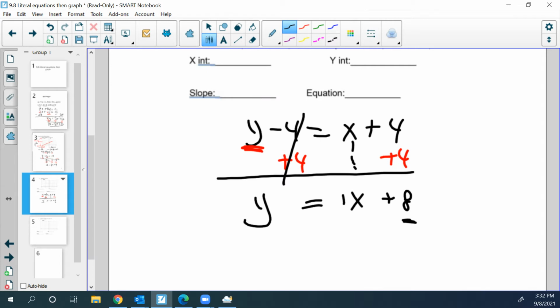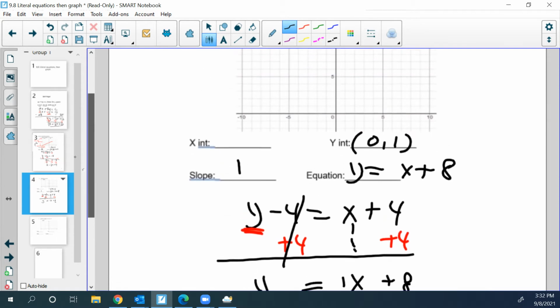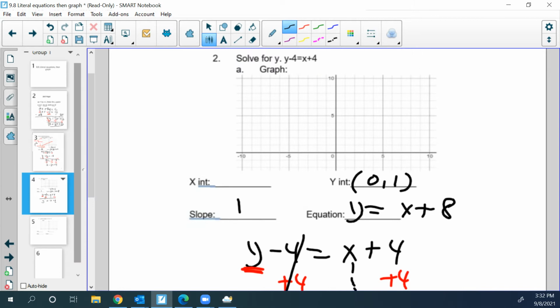So my y-intercept is going to be (0, 8), and my slope is 1. My equation is y is equal to x plus 8. So our goal now is to find the x-intercept. All right, so let's graph this and see where the line crosses the x-axis. My y-intercept is 8, so I'm going to start at 8. That's -8 right here.